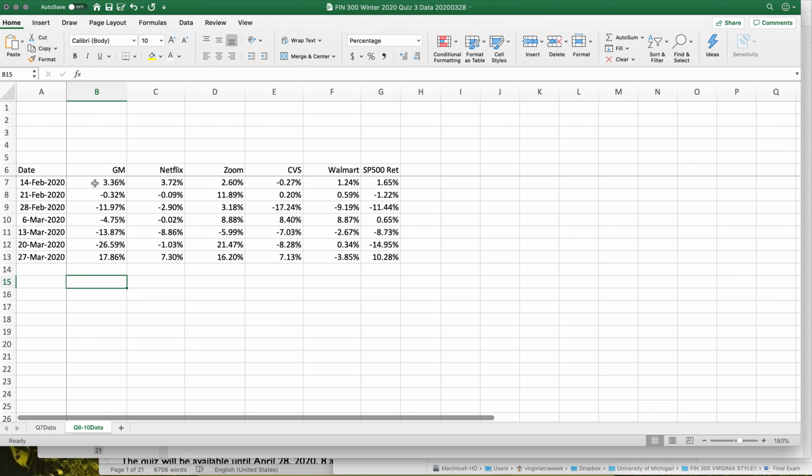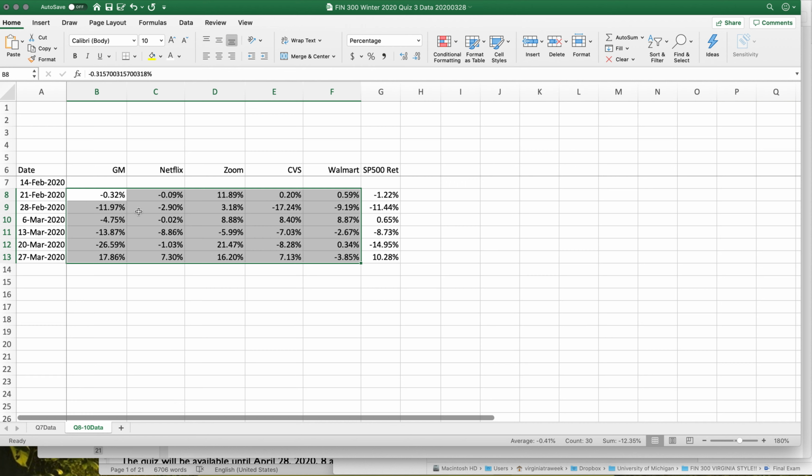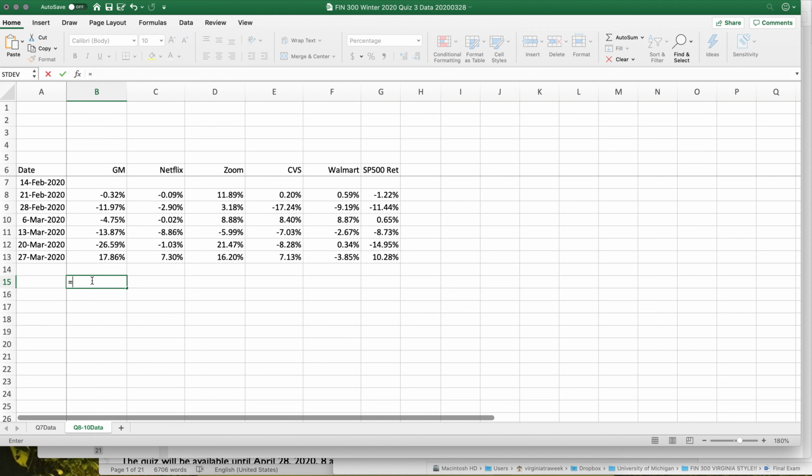So if you had $1 that you bought on February 14th, 2020, this is the return from the prior week. So let's just delete these. This is if you kind of weren't paying attention. This is the return that you would have gotten if you had put $1 in. So if you had put $1 in, you'd have minus 0.32% on February 21st.